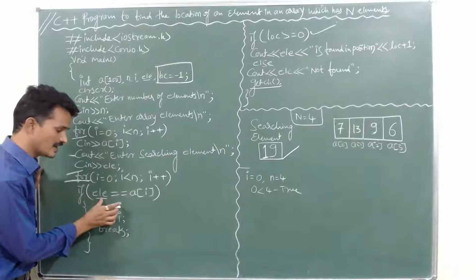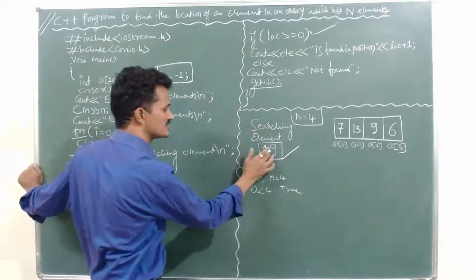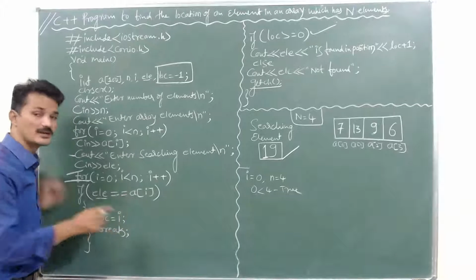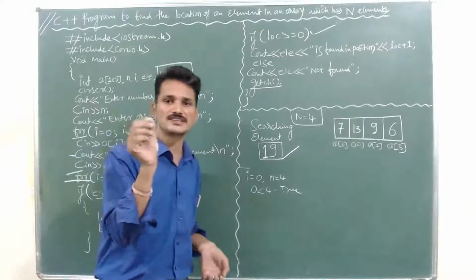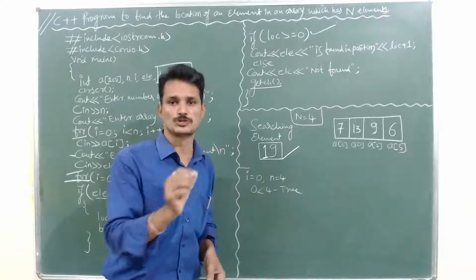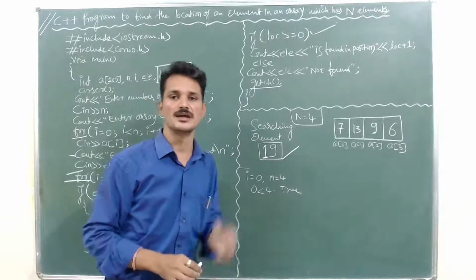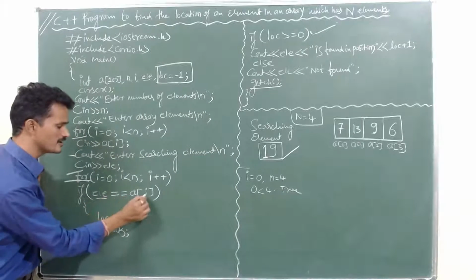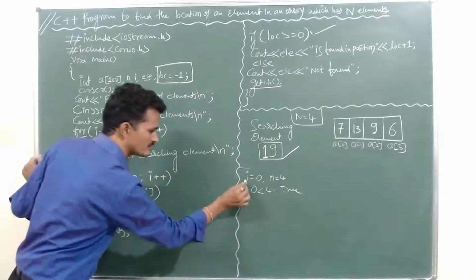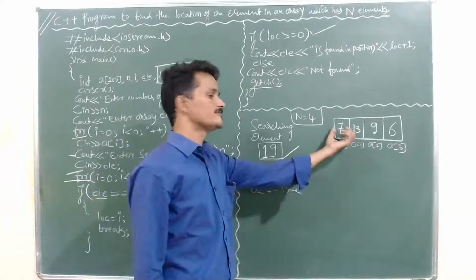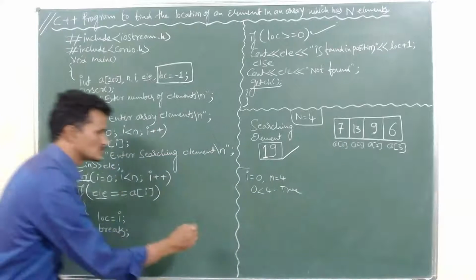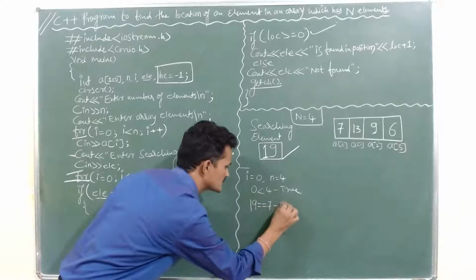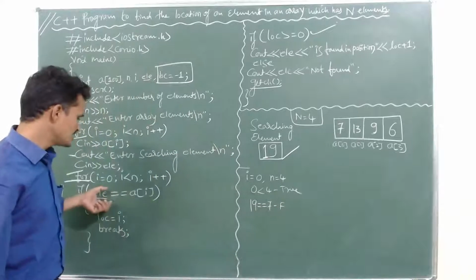If open parenthesis, element means what? The searching element is 19. 19 is equal to, this is nothing but a comparison operator. If you have only one equal to, then you call it an assignment operator. When you have 2 equals to, then it must be called a comparison operator. So that means 19 is equal to a of i. a of i means a of 0. What is the value of i? 0. What is the element stored in a of 0? 7. So 19 is equal to 7, condition false.